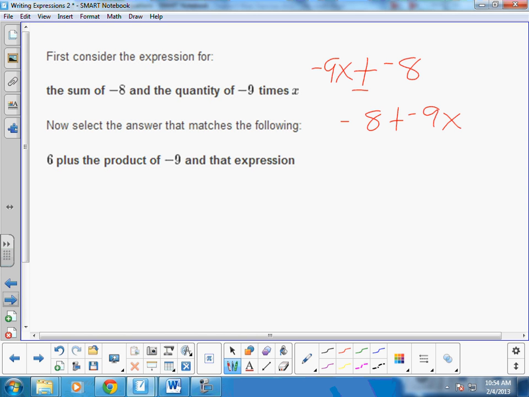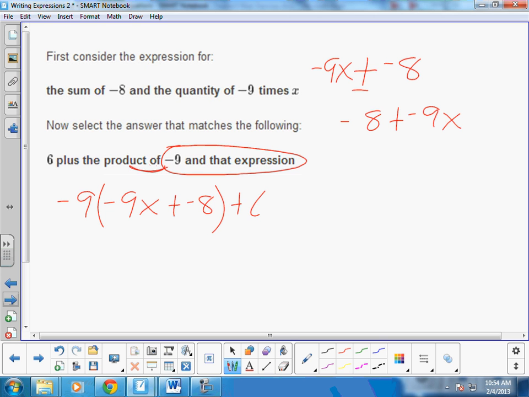But then on the bottom here it says 6 plus the product of a negative 9 and that expression. I'm doing the product of a negative 9 and that expression. So I'm going to do negative 9 times that expression, whichever one I use. I'll use the top one. Okay, so a negative 9 times that expression, and it says 6 plus that. So I'm going to add 6.